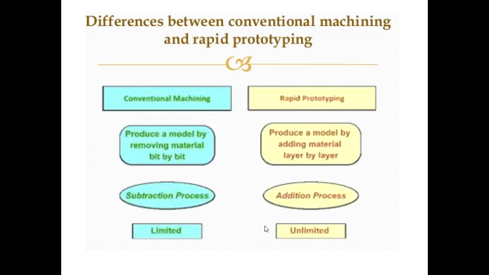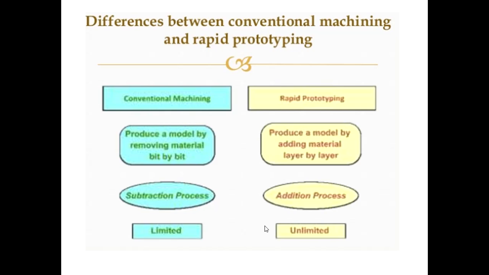of chips, and this is a subtraction process. So you are eliminating the material, or you are removing the material to get your final product. So it is called a subtraction process. So that's why it is a limited process. But if you see the rapid manufacturing technology, it is a process of addition of the material.